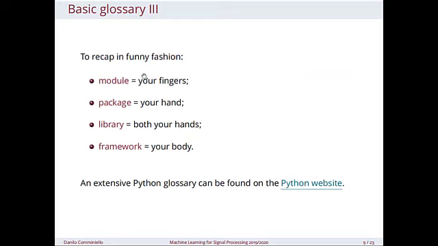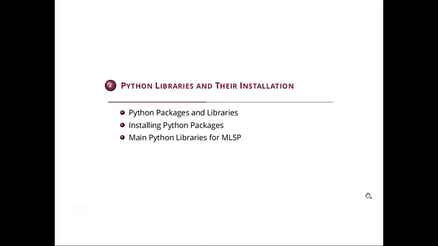So we can say in a funny fashion that a module can be one of your fingers, a package can be your hand, or a collection of fingers, a library both your hands, so it can include also packages, and a framework is the whole body. So I would like to introduce you to this basic glossary, but you can find an extensive glossary on the Python website. You can find a lot of resources there, and I think that you can learn step by step. But if you have some curiosity, you can find a lot of material online. So you can try to start and then gain confidence with this programming language.